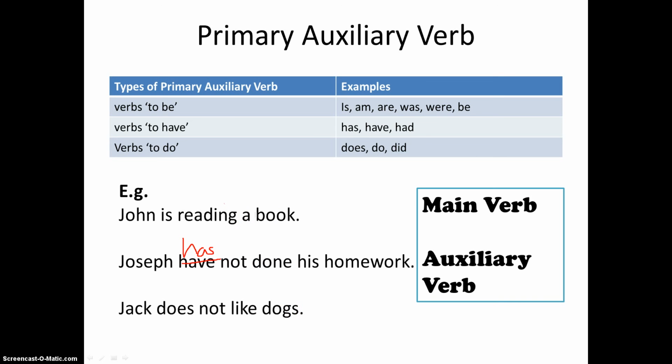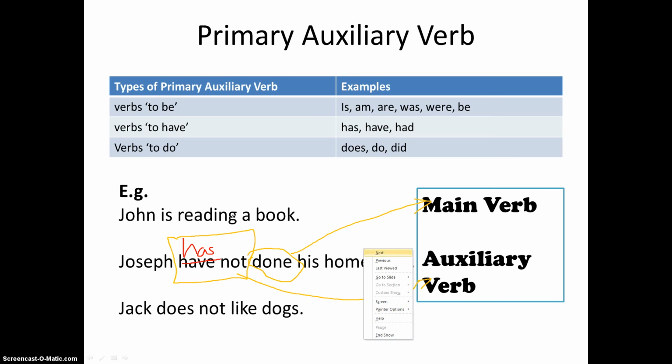Let's have orange. If I ask you to identify the main verb, would you be able to do so? The action itself, the one that we learned last week. Hopefully you know that it's done. This is the main verb. Now together with the main verb, the auxiliary verb gives a meaning to the sentence. So identify the auxiliary verb and you will see that it is has not.